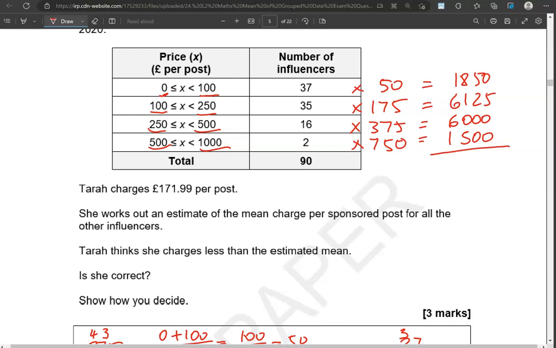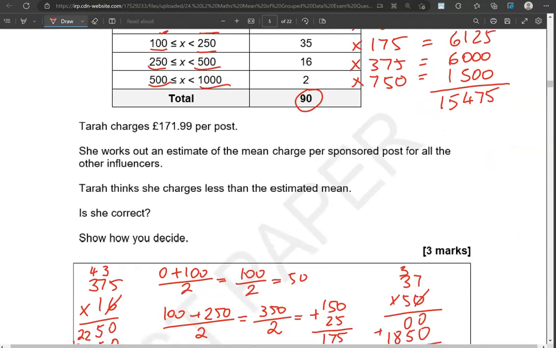So adding all of these to get the total, okay, 5 and 2 is 7, 8 and 1 is 9, and the 5 is 14, so 4 down, 1 carried over, 1 and 1 is 2, and 6 is 8, and 6 is 14, and 1 is 15. So 15,475 is the total, which we're going to divide by 90.